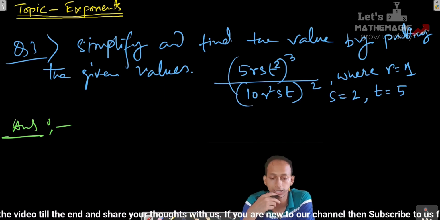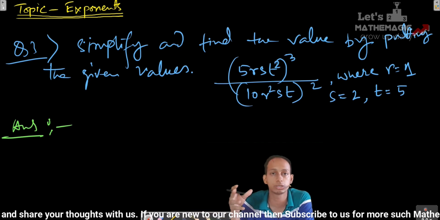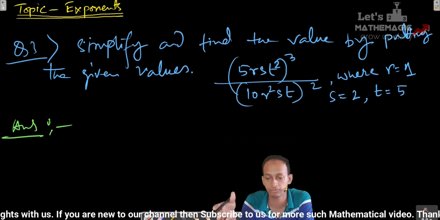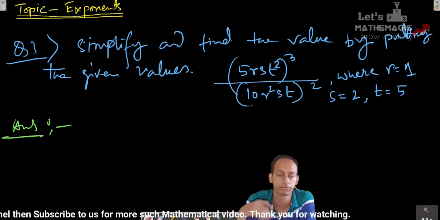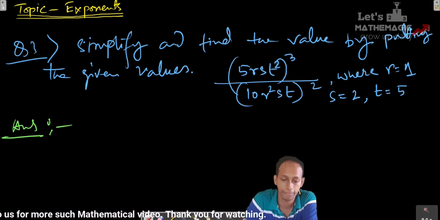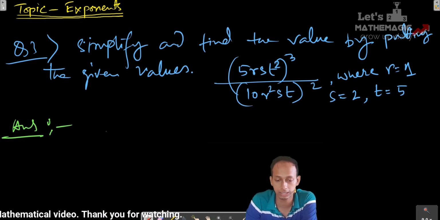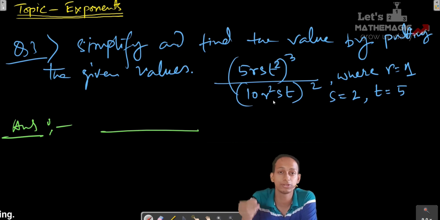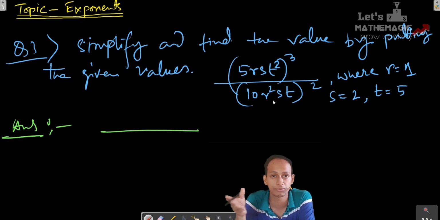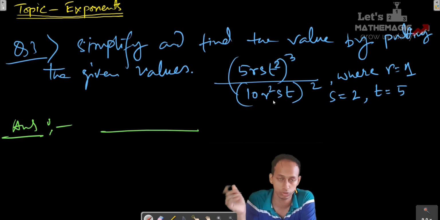So here in the sum they have given us an expression, and we need to simplify it, and after that they have given us some values: r equals 1, s equals 2 and t equals 5. We need to put these values in and find the ultimate result. So when we are simplifying, we can see that in the numerator there is something in the base and there is a power 3. As we know, when there are different terms in the base and there is a power, the power will apply individually to the bases.